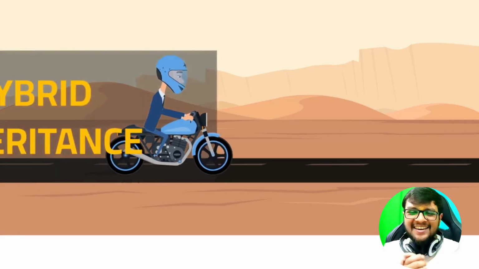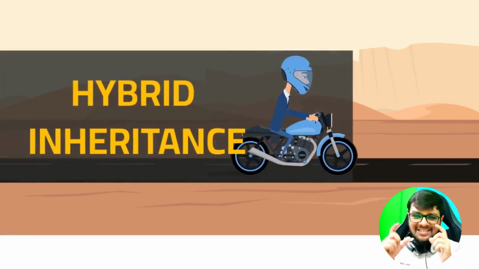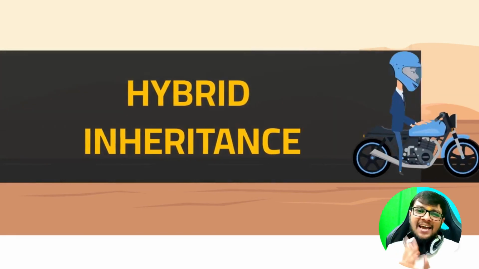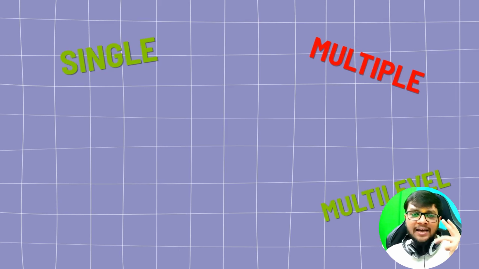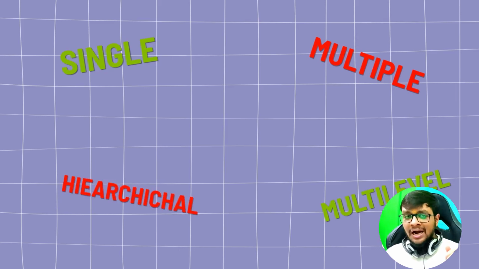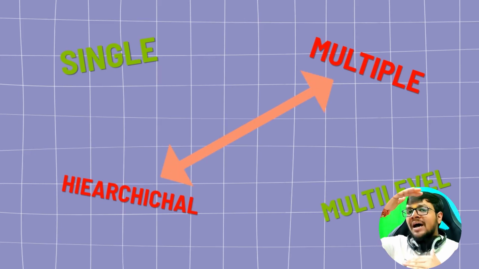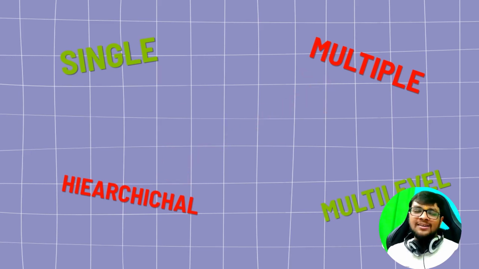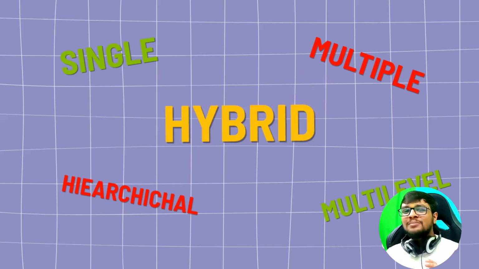Hello, everyone. Once again, back with the last topic in inheritance, that is hybrid inheritance. Up till now, we have seen single, multiple, multi level, hierarchical. We have understood that multiple and hierarchical are opposite. Multi level means that grandfather, father, and child. And the last one is hybrid. Now, trust me, this is the most simple one.